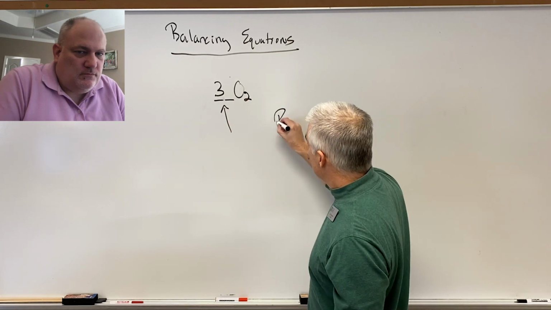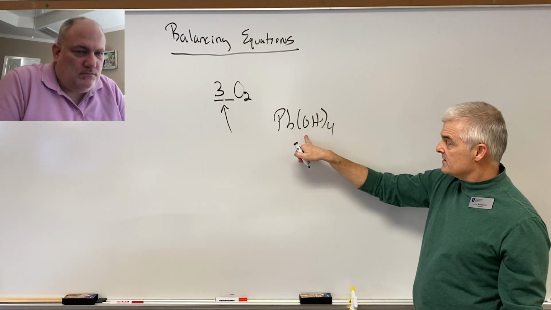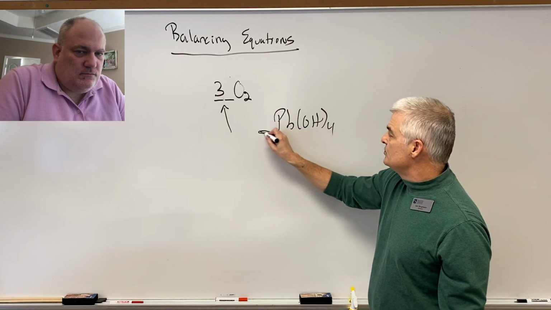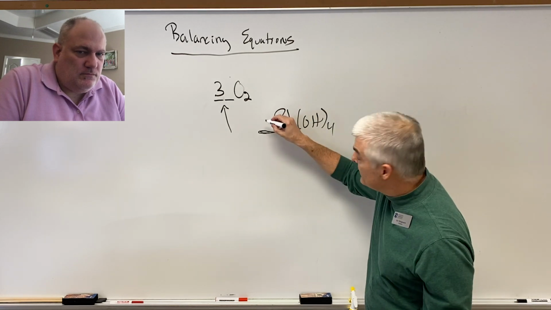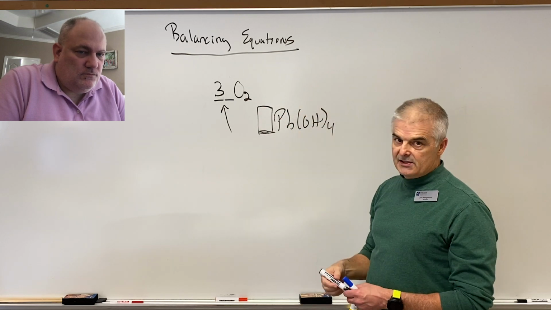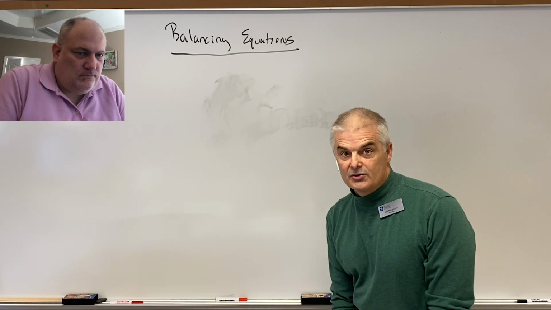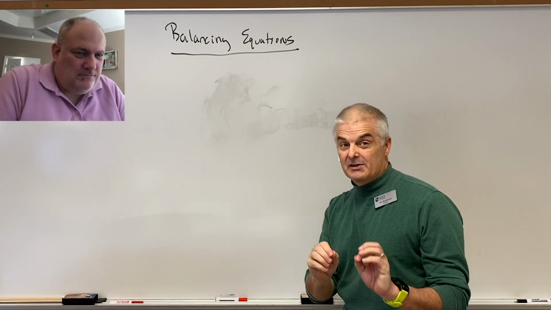Or if I've got Pb(OH)4, some kind of lead 4 hydroxide, I'm allowed to change only the number in the front. And that could be a 1, a 2, a 3, it could be a 24. This is the number that you can change when you're balancing the equation. That's the coefficient. So rule number 1 is no touchy the subscripts, only the coefficients.